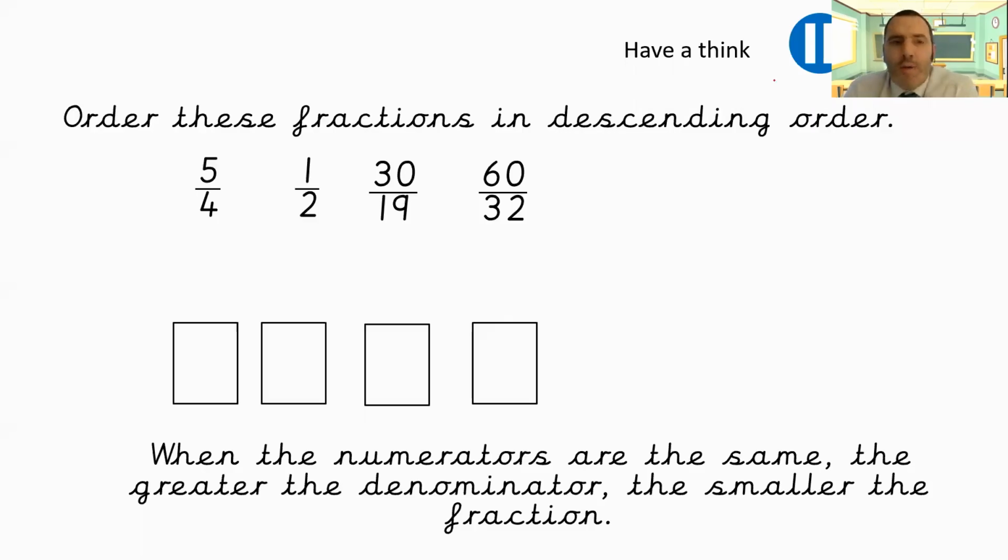Okay, over to you for this one. Have a think here. What can you do to these fractions? Now, they might not all be multiplying to make them the same. You might be able to divide them as well, bring the numbers down a bit and make life a little easier for yourself. So this time you're going to order the fractions in descending order. So you need to find the biggest first and work your way down to the smallest. And remember the rule at the bottom. When the numerators are the same, the greater the denominator, the smaller the fraction. Pause the video here to complete this.